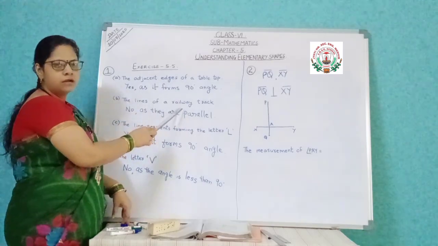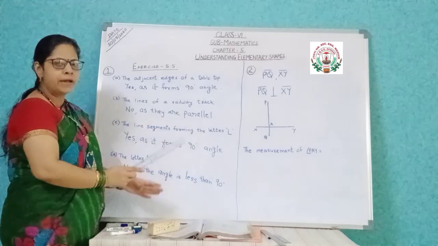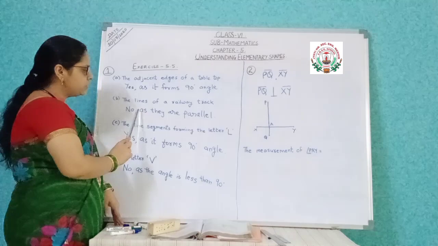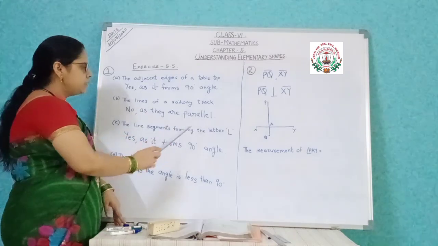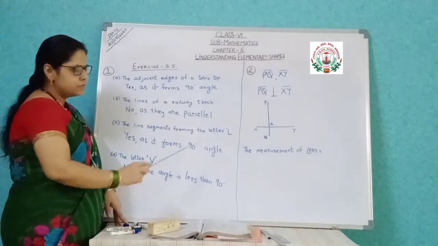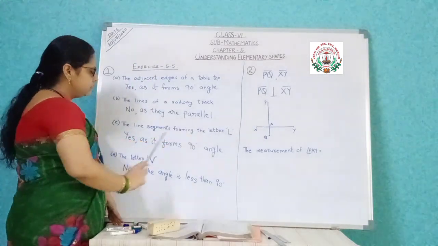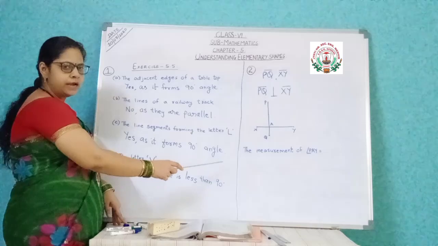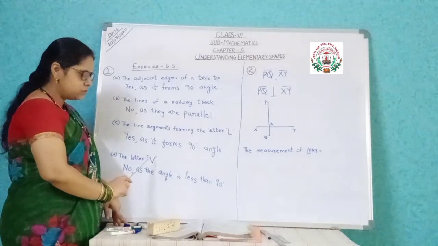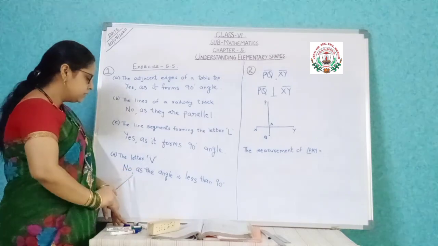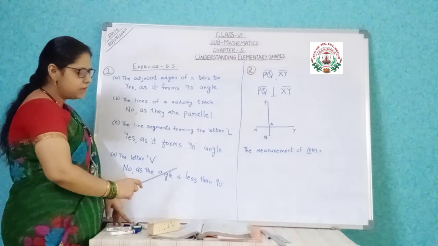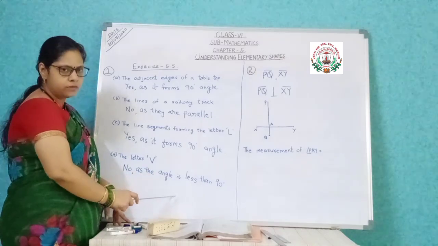Railway track. The two tracks are parallel to each other. So no, they do not form perpendicular lines because they are parallel. Then the letter L. Letter L is just like this, forming a 90-degree angle here. So yes, as it forms a 90-degree angle. The letter V. If you make the angle between these two line segments, it will be less than 90 degrees. It is not 90. So it is not perpendicular to each other.